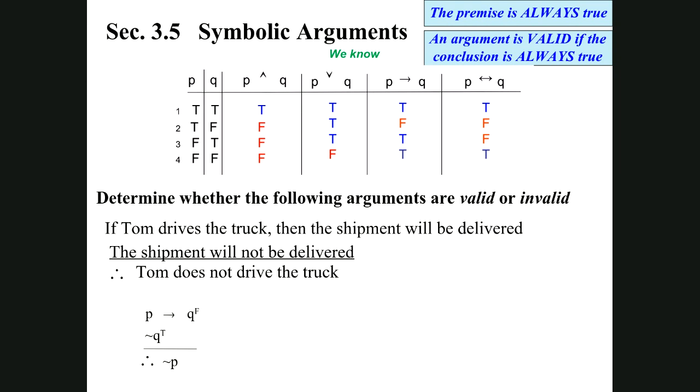Because in a conditional statement, whenever you have a true then false, that's going to be false. So P has to be false. It cannot be true. P has to be false, so not P has to be not false, which is true. So our conclusion has to be true, which makes this a valid argument.